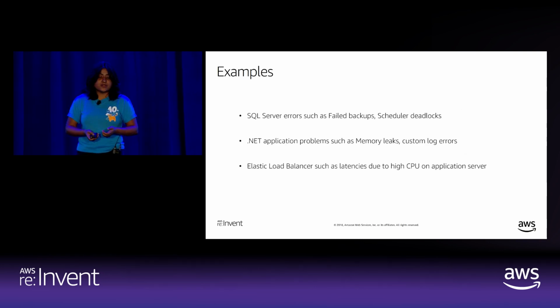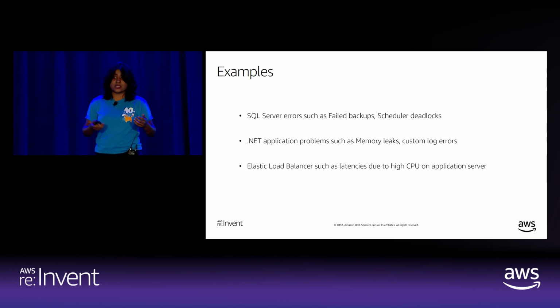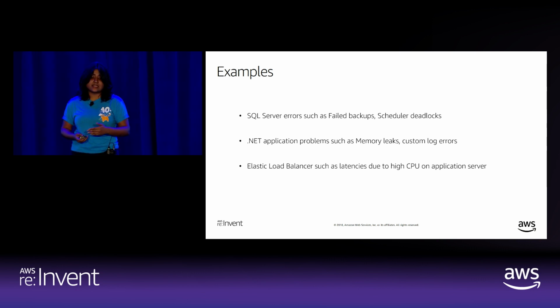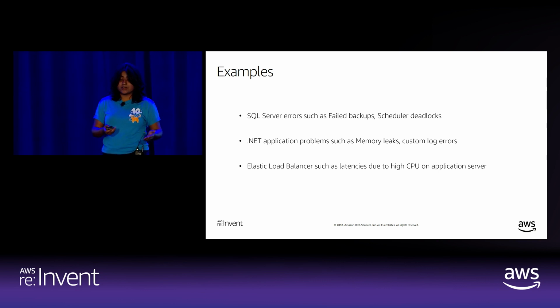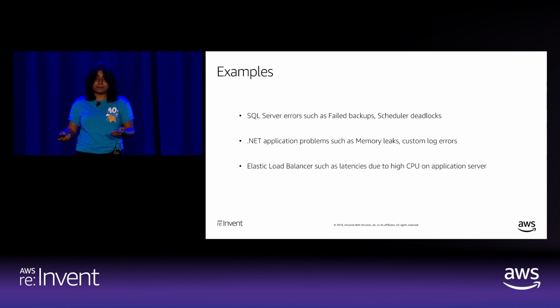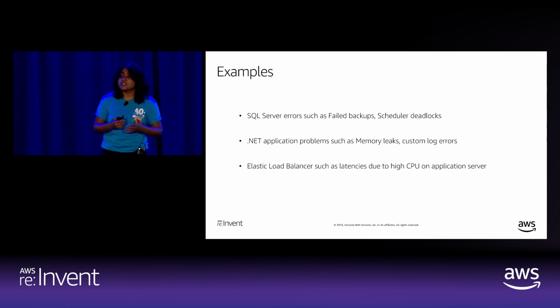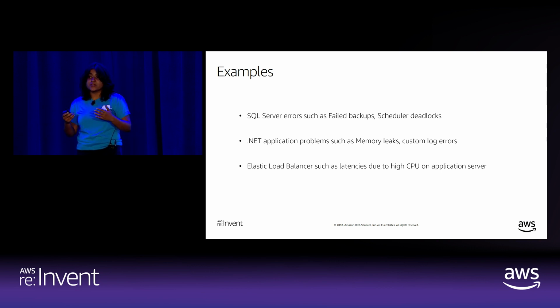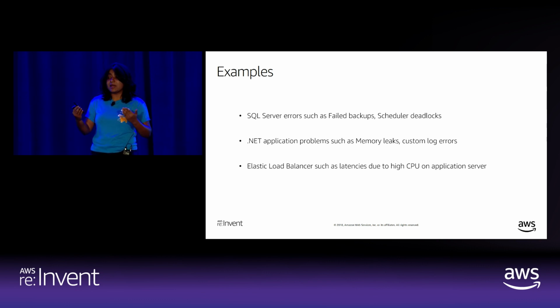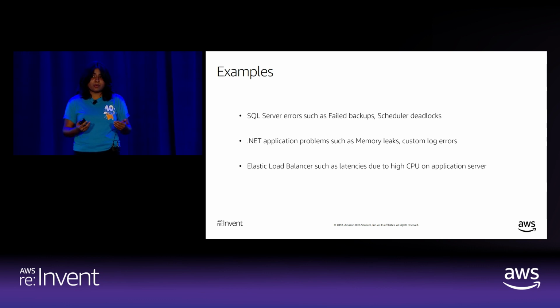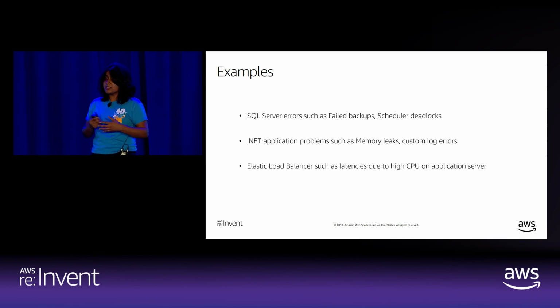Talking about a few examples of what kind of problems you can detect using Amazon CloudWatch Application Insights. As you can see, you can detect problems such as SQL Server backup failures, scheduler deadlocks, .NET application errors such as memory leaks, common log errors, load balancer latencies due to memory contention, and so on. Think of a situation where your application load balancer is throwing errors, and it might seem like an application crash issue. And while you may think that there may be something going wrong with your web server or IIS, this might just be a problem with your SQL Server database.